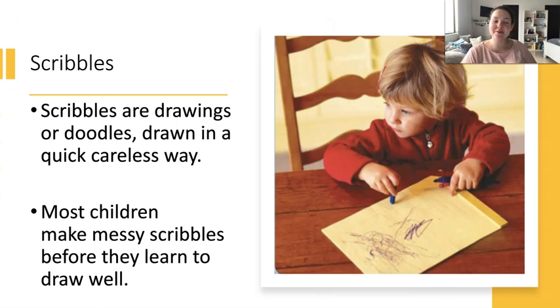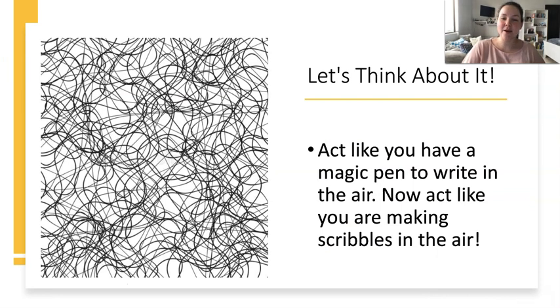Our next vocabulary word is scribbles. Scribbles are drawings or doodles drawn in a quick, careless way. Most children make messy scribbles before they learn to draw well. That's our example sentence. Now let's think about it.